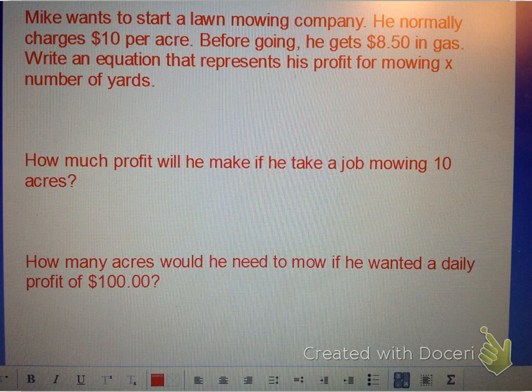So in writing a linear equation, I'm looking for a rate, slope. So I can see right here that it says $10 per acre. So if he's going to make $10 per acre, I can say 10x. So the $10 is per acre, so he's going to earn that. So we're going to say that his profit is Y. So he's going to earn $10 for every acre.